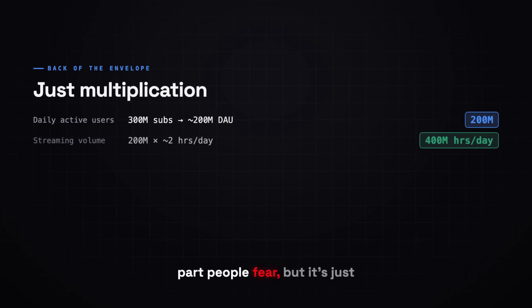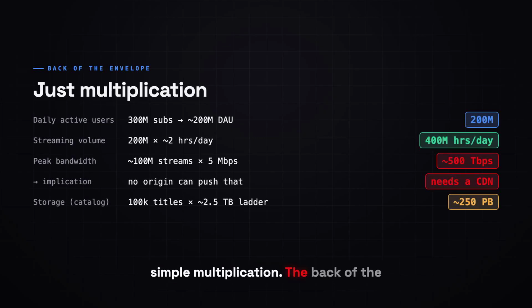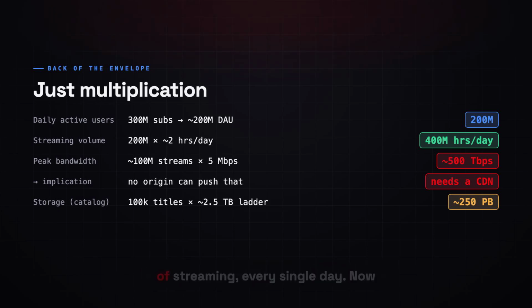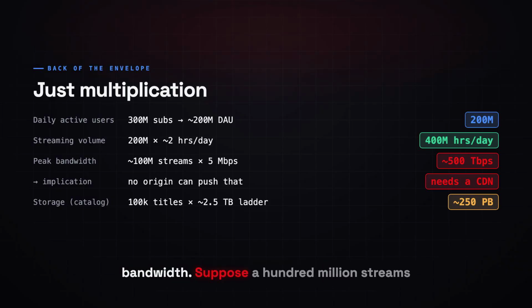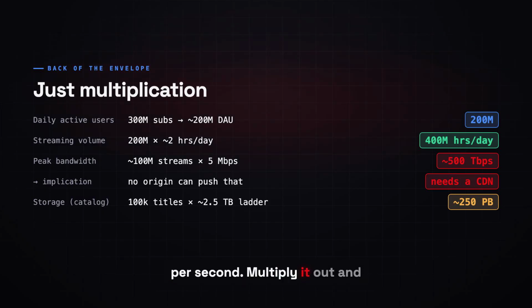Now the part people fear, but it's just simple multiplication. The back of the envelope. Say 200 million of our users are active on a given day, each watching about 2 hours. That's 400 million hours of streaming every single day. Now bandwidth. Suppose 100 million streams are running at peak and an HD stream is about 5 megabits per second. Multiply it out and you get on the order of 500 terabits per second at peak.